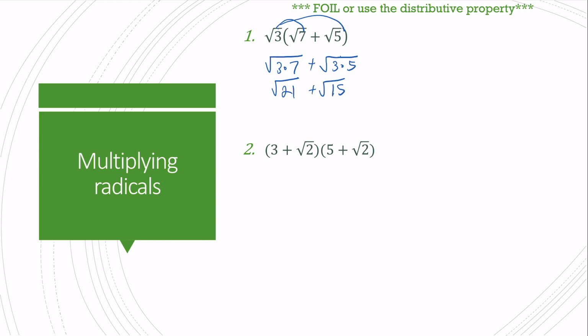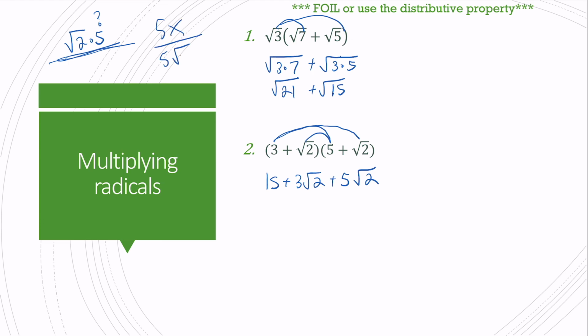For problem 2, we need to FOIL. So I'm going to do 3 times 5, which is 15, plus 3 times the square root of 2, plus the square root of 2 times 5. I always write that as 5 root 2. We always want the constant in front because if I did the square root of 2 times 5, it's kind of hard to see, is that 5 under the radical or not under the radical? Also, I mentioned we treat radicals like variables, and variables always come after our constant, and so do roots.